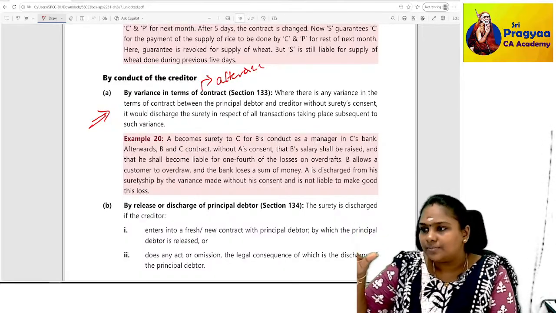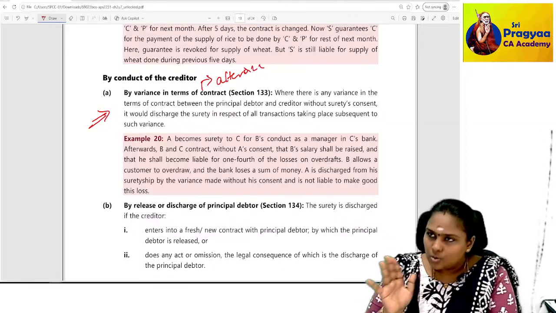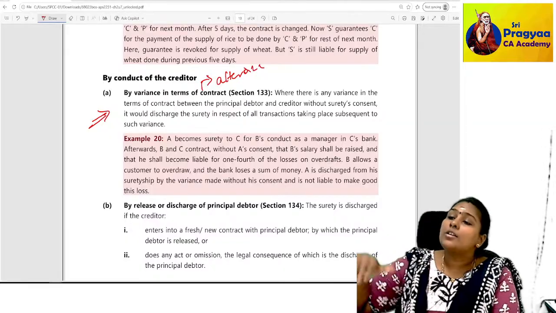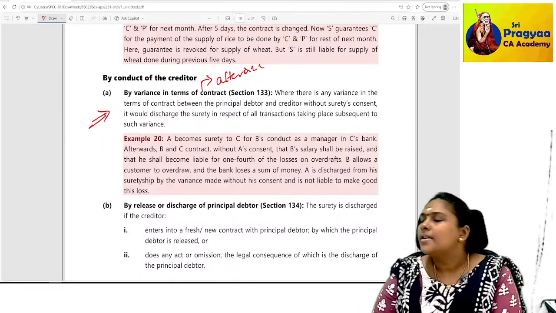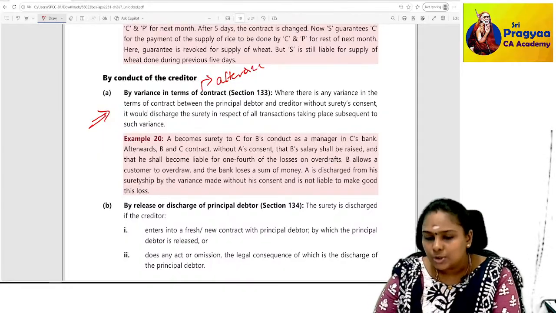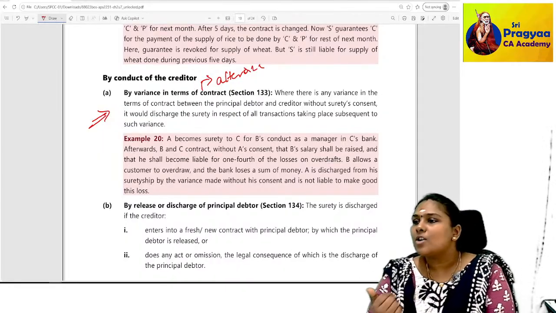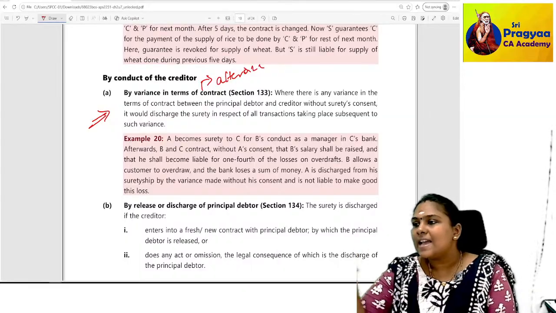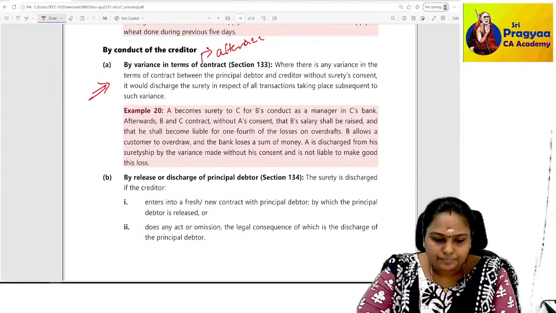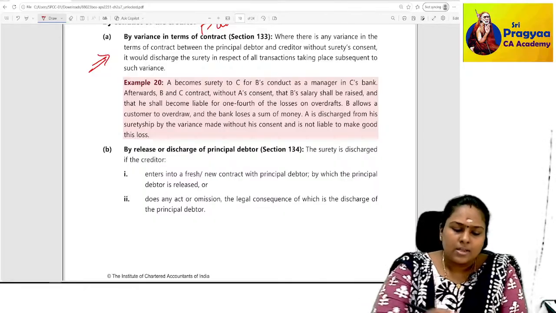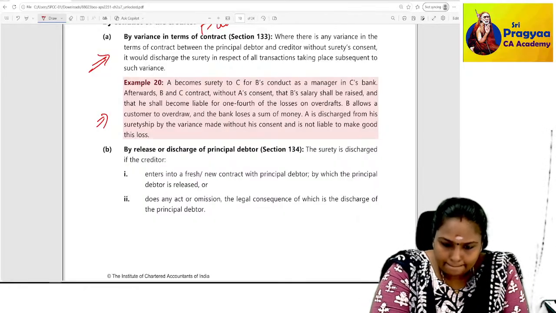10 தான் கொடுத்திருந்தீங்க இல்லையா? So if at all you want to change the terms of the contract, for that also whose permission you should ask? Surety's permission and consent should be there. Surety நான் எதுக்கு கேட்கணும் அப்படின்னு நினைச்சீங்கன்னா then automatically guarantee comes to an end. Next one, please read example number 20.